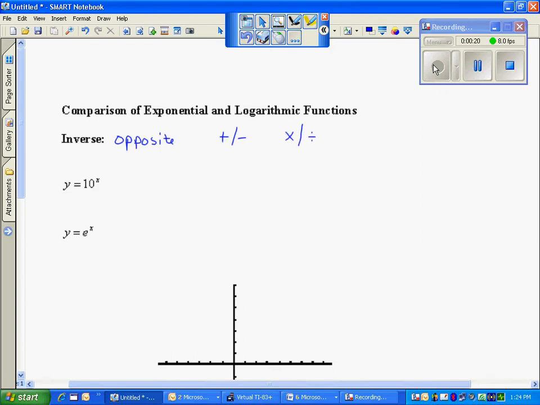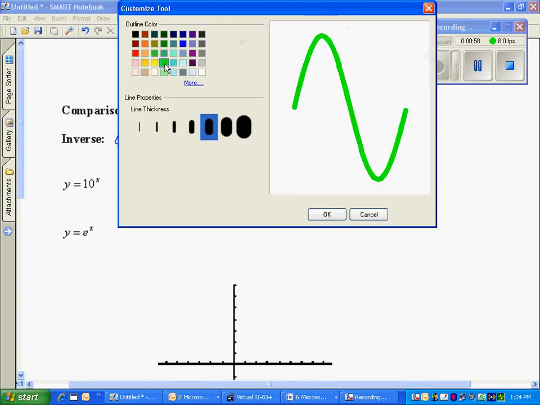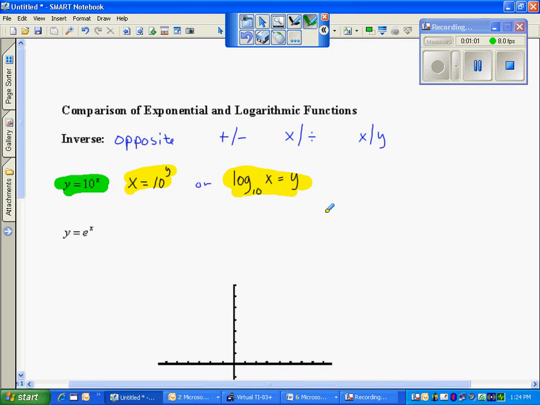But when we're dealing with functions, we're looking at letters. And so x and y are going to be inverses or opposites. So here's an exponential, and I'm going to write its inverse. x equals 10 to the y. Or I can write it as log base 10 x equals y, because the log is equal to the exponent. If you notice, since this was the inverse, I just rewrote it here, and so these two are inverses of each other, or opposites.